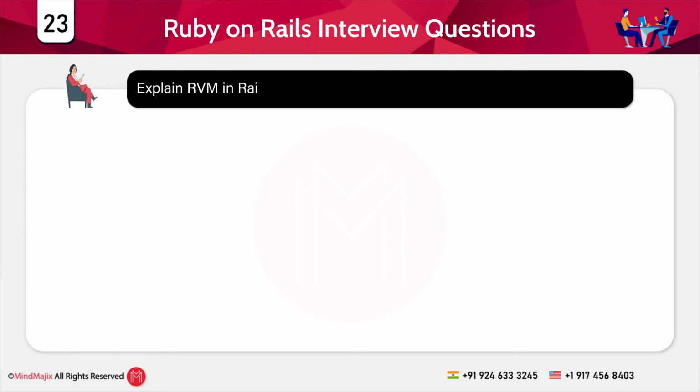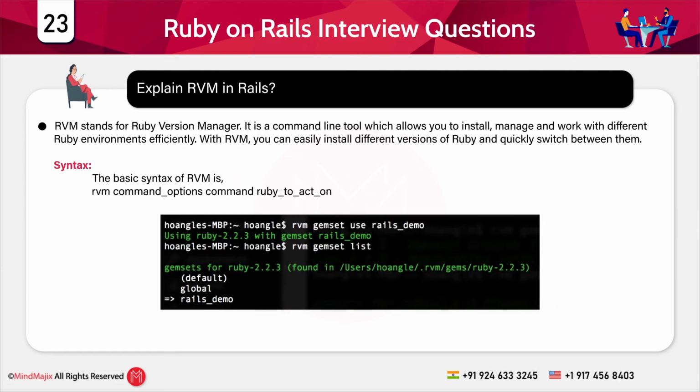Explain RVM in Rails. It is the Ruby Version Manager. It is a command line tool which allows you to install, manage, and work with different Ruby environments efficiently. With RVM, you can easily install different versions of Ruby and quickly switch between them. The basic syntax of RVM is: rvm, command, underscore options, and the command Ruby to act on.